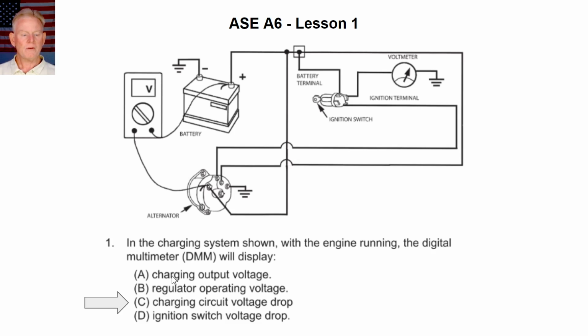Okay, as far as option A, charging output voltage, we would need to have this lead from the meter attached to ground or to the negative side of the battery, so that's why A is incorrect. Regulator operating voltage, we're not even close to connected for testing that. And ignition switch voltage drop, well, we would be testing from where it's connected here on the battery, but we'd follow this circuit over, and this lead would be attached to this terminal here instead of the terminal that's illustrated.